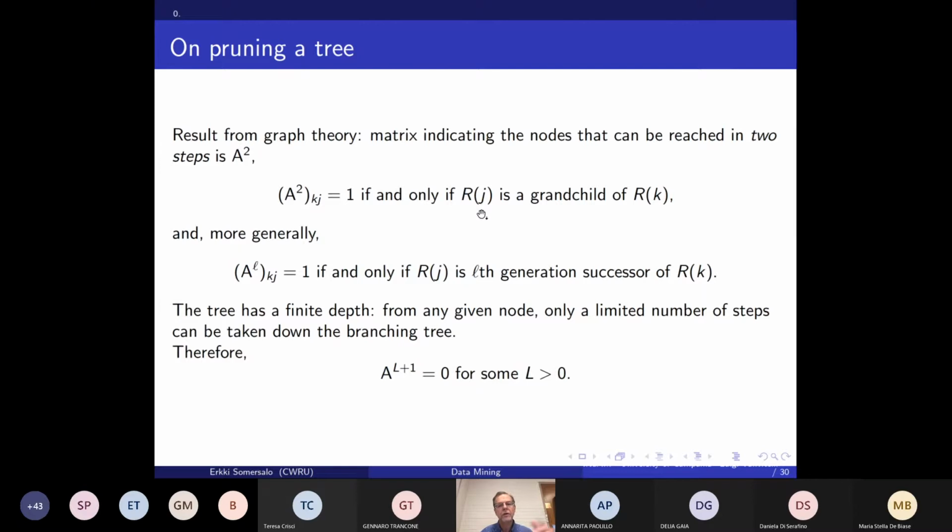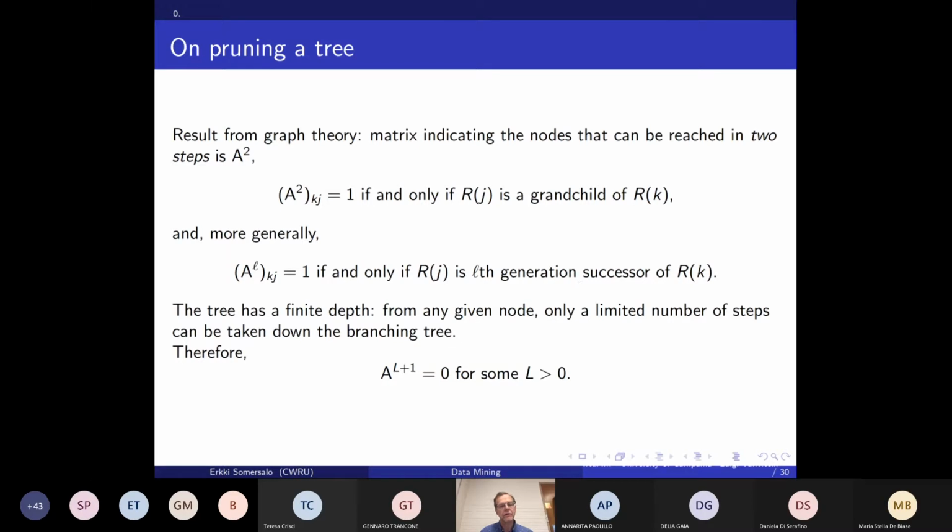So you go either to the left or right child first, and then you go to the left or right child again, and then you arrive at the jth node. And more generally, if you go down the tree L steps, L layers, and you ask which nodes can I reach by taking L steps, you take the Lth power of this successor matrix, and then you look at the kth row, and wherever you find a 1, you know that node can be reached in L steps from Rk. So this is a general principle in graph theory.